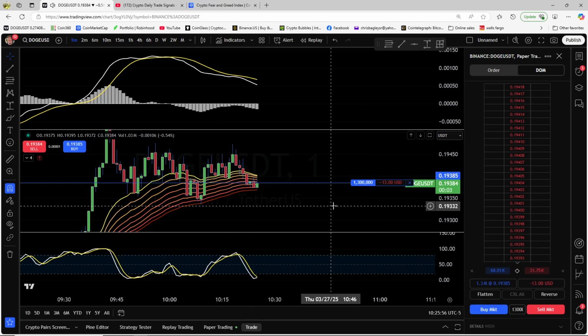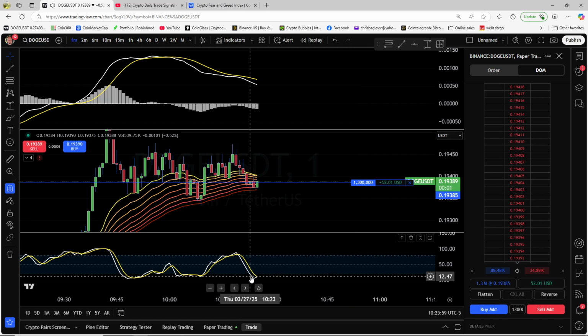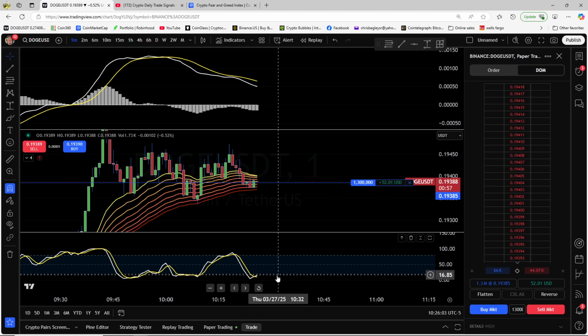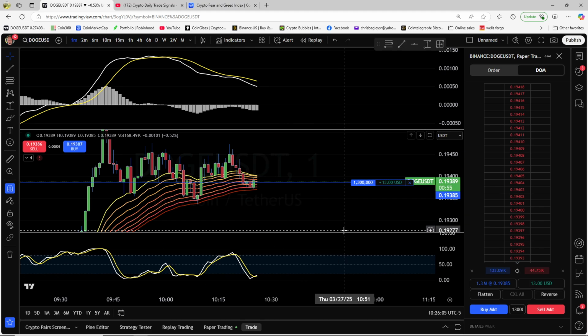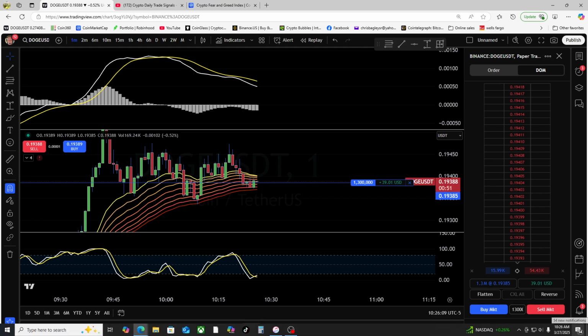Take a buy right here. Stochastics down here. That may go sideways for a while, but it's going to try to go up. Try to pull a few $100 out of there too.